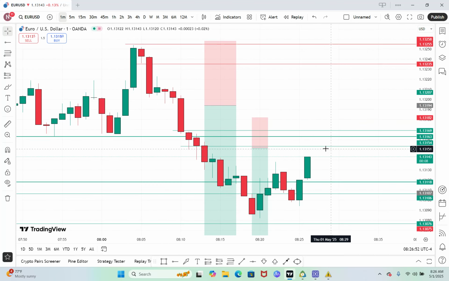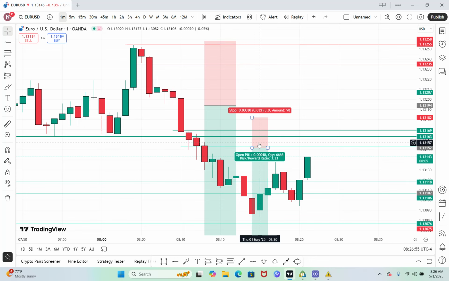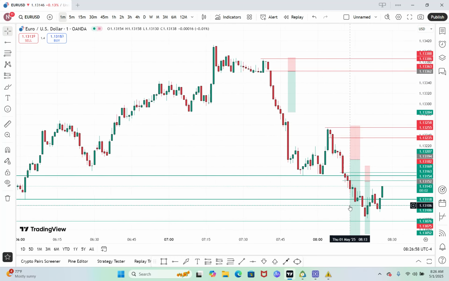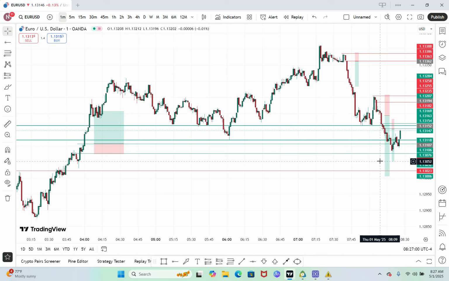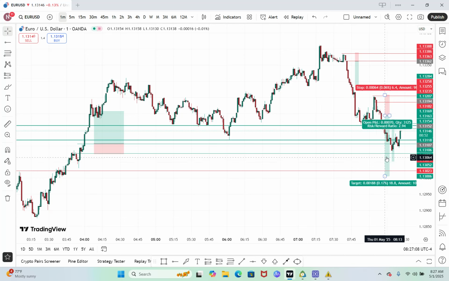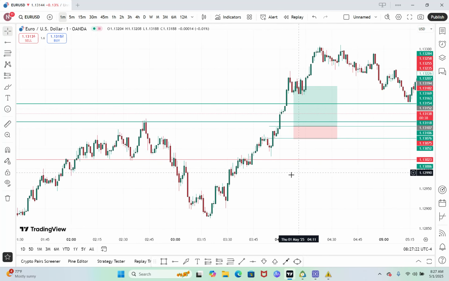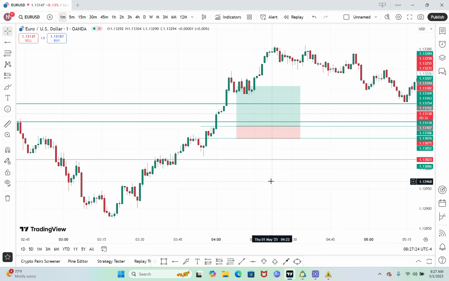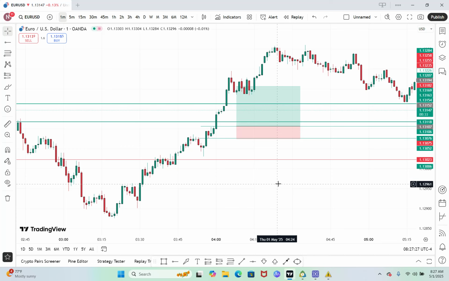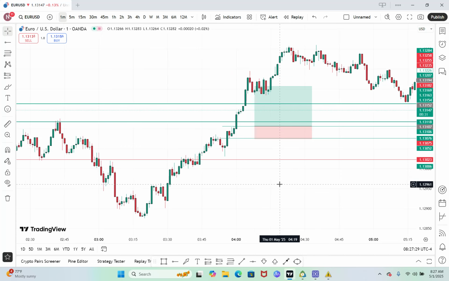We're not going to take this trade because the market didn't reach all the way down to here, which would give us the 100 pip in profit. So as a result, I'm not going to take this trade until the market goes beyond right here. Let's wait and see what's going on in the news. Let's wait and see.